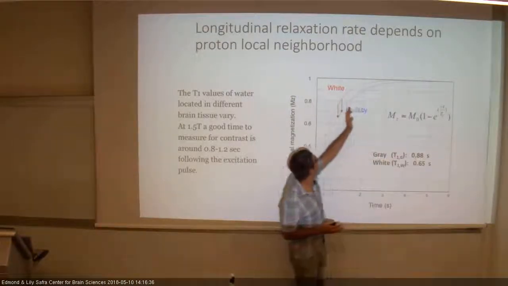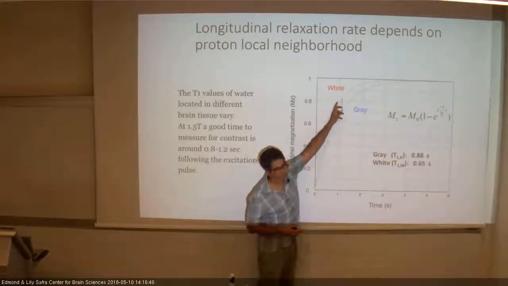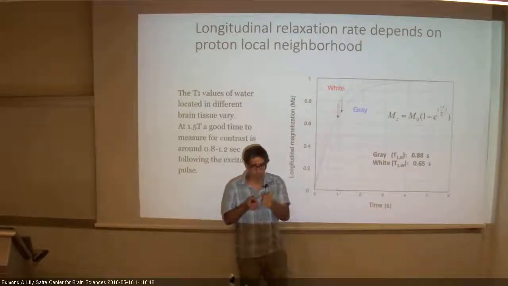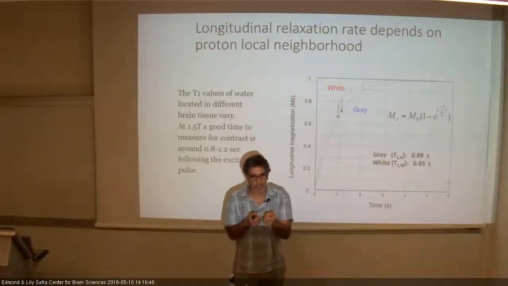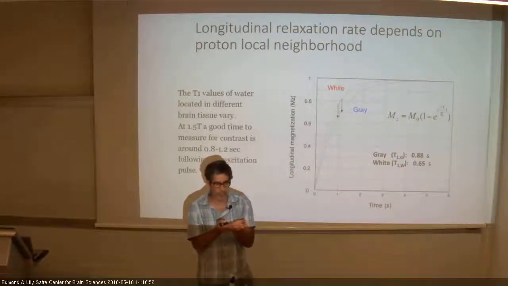But in here, there is contrast. The relaxation of the gray matter is different than that of the white matter in this case. And so if I look at two voxels, two regions, one in the white matter and one in the gray matter, I will see a contrast. I will see a difference between these regions. I will show you that in a second.